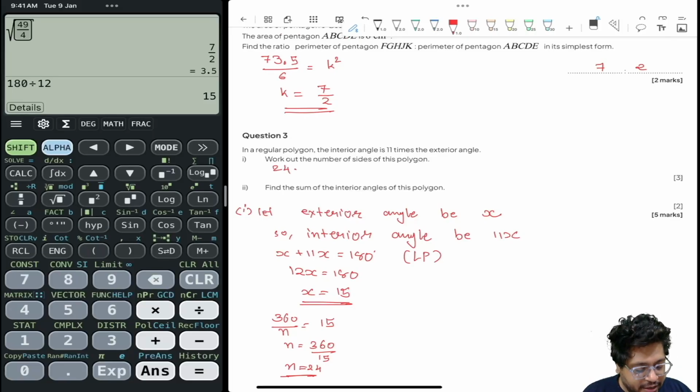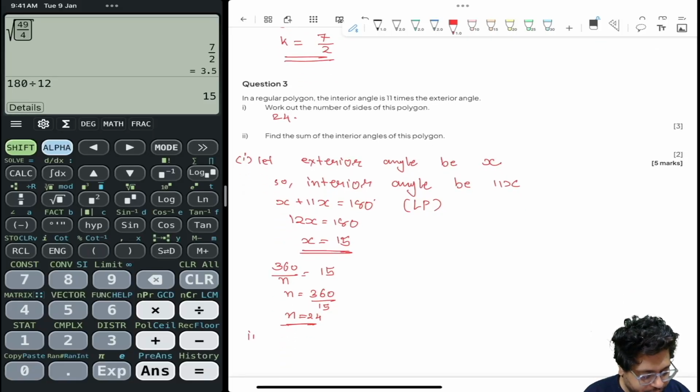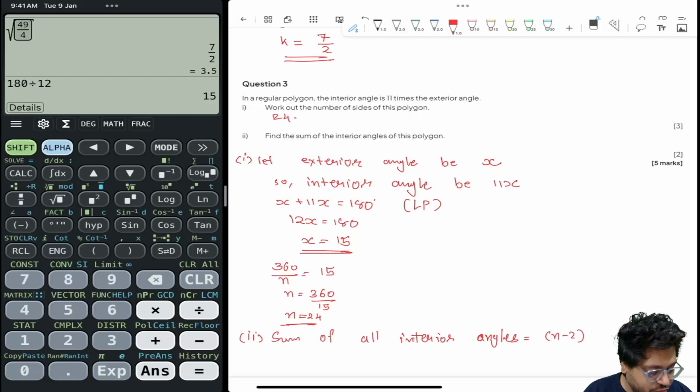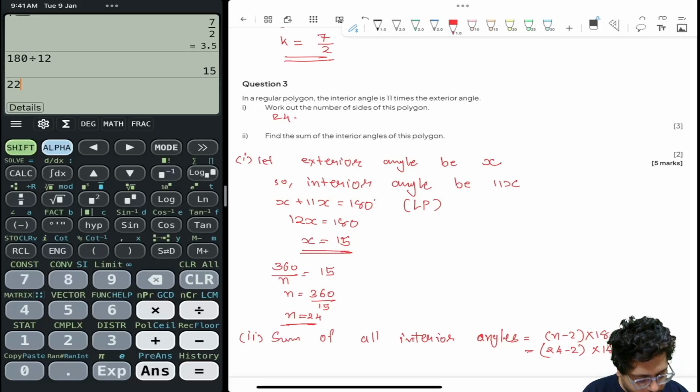Right? And find the sum of the interior angles of this polygon. The formula for the sum of all interior angles is n minus 2 into 180. So that is 24 minus 2 into 180. So that's 22 multiplied by 180. That's 3960. Clear?